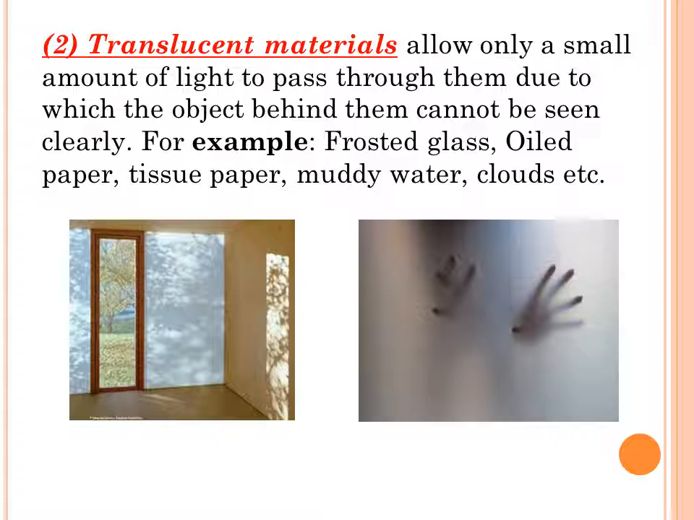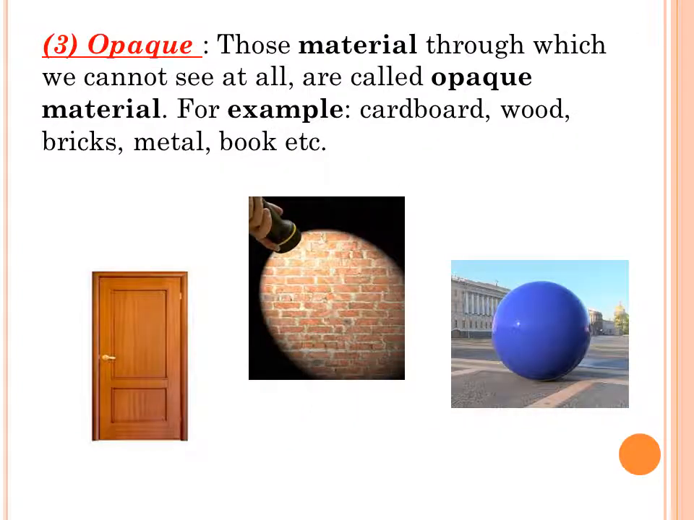Now let's move towards opaque material. What do you mean by opaque material? Those materials through which we cannot see at all, meaning the light cannot pass through that material. It is totally blocked. Okay, so that type of material is said to be opaque material.